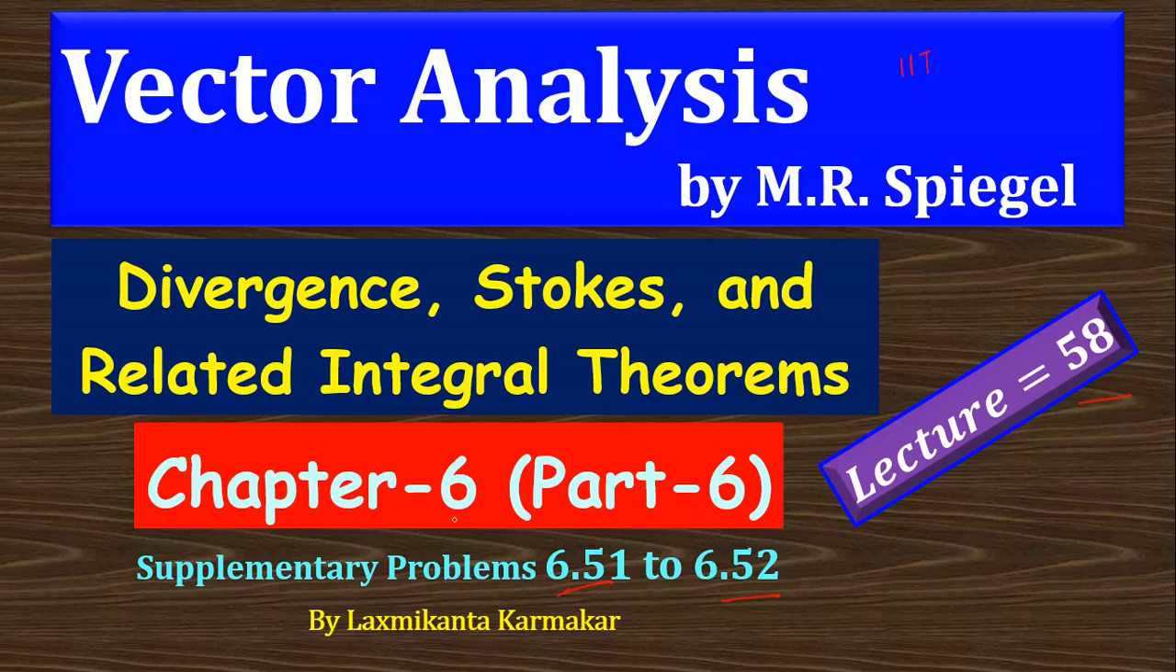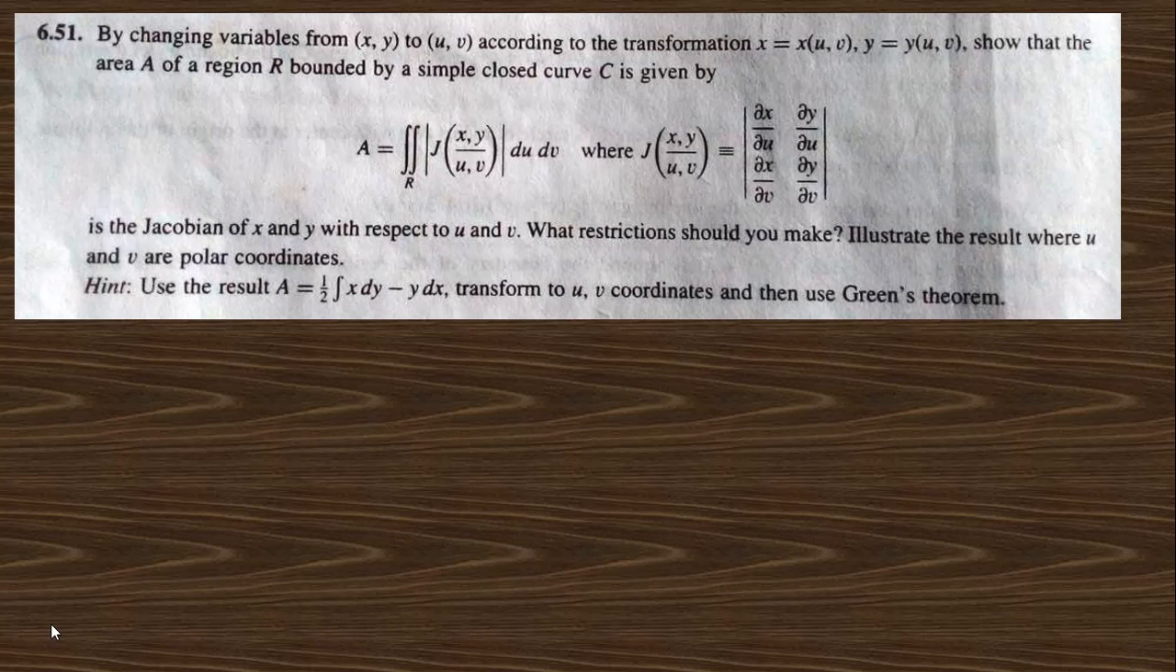Okay, so let's start with problem number 6.51, which says that by changing the variables from xy to uv, according to the transformation, x is a function of uv and y is a function of uv, so that the area A of a region R bounded by a simple closed curve C will be given by this, where J is the Jacobian.